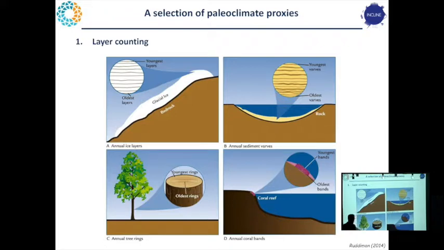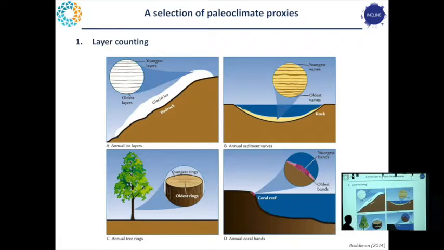So back to dating. There are some possibilities to date paleoclimate archives, and the first one to try to apply is layer counting. Layer counting may be applied to ice cores, sediments, tree rings, and corals. Maybe, not necessarily. What is necessary to apply layer counting?